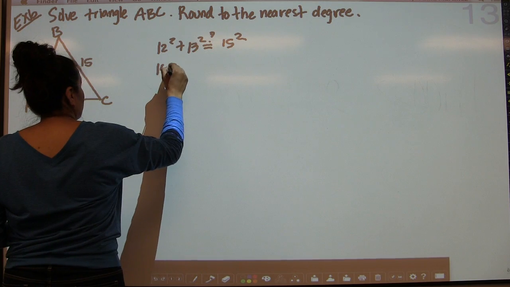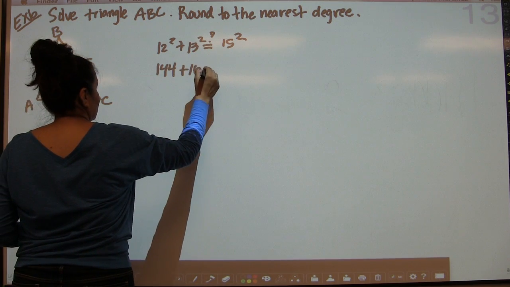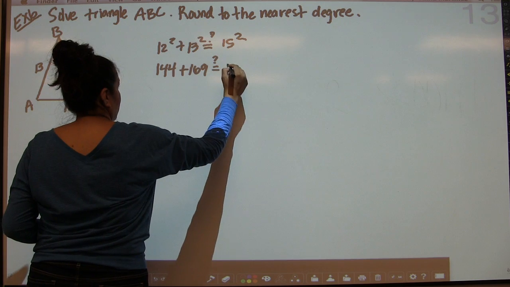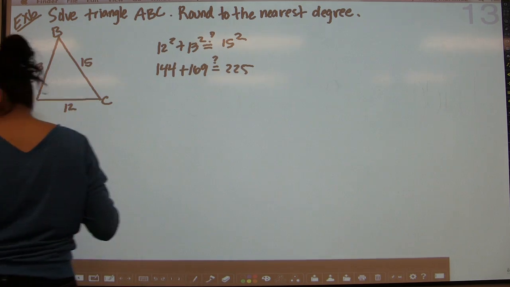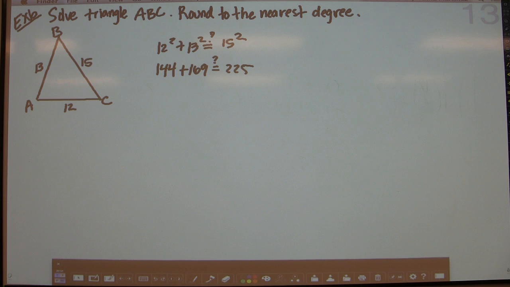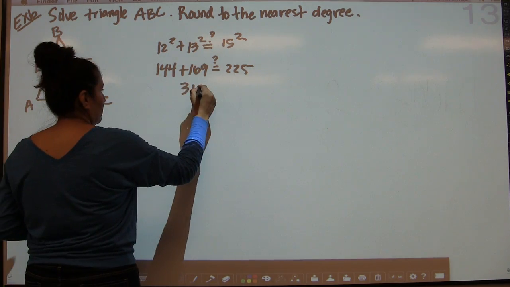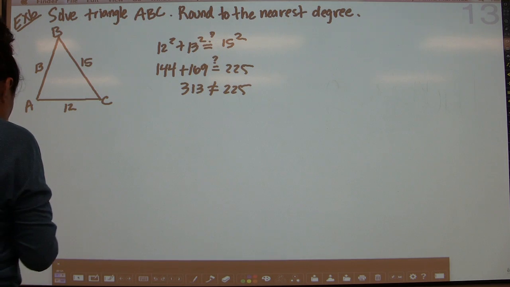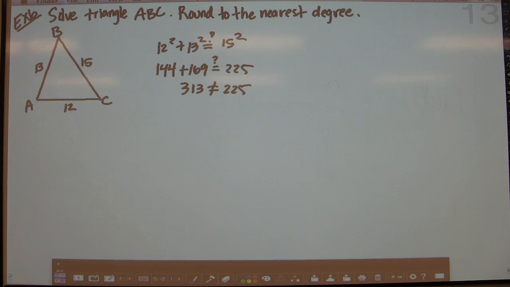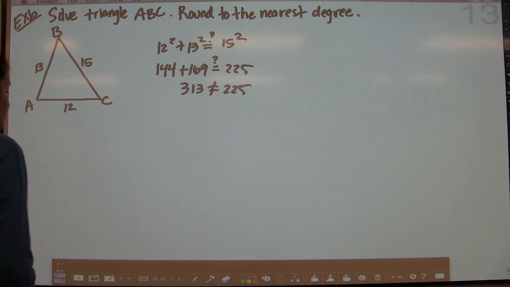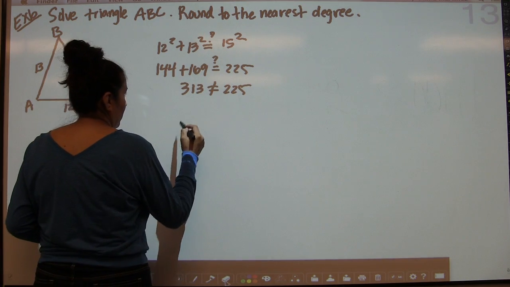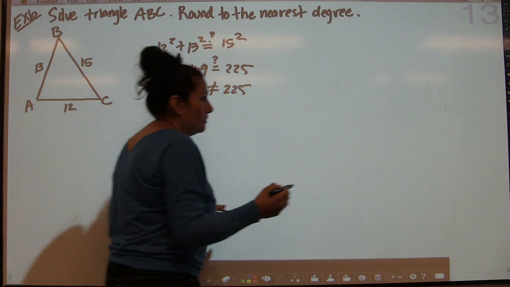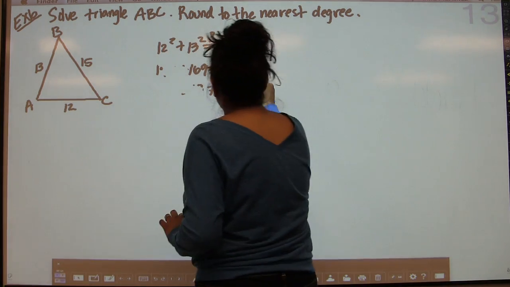So 12 squared is 144, 13 squared is 169, and 15 squared is 225. So 144 plus 169 is 313, which is not the same as 225, which is 15 squared. Because of that, we know this is not a right triangle, and because it's not a right triangle, we can go ahead and use the law of sines or the law of cosines.